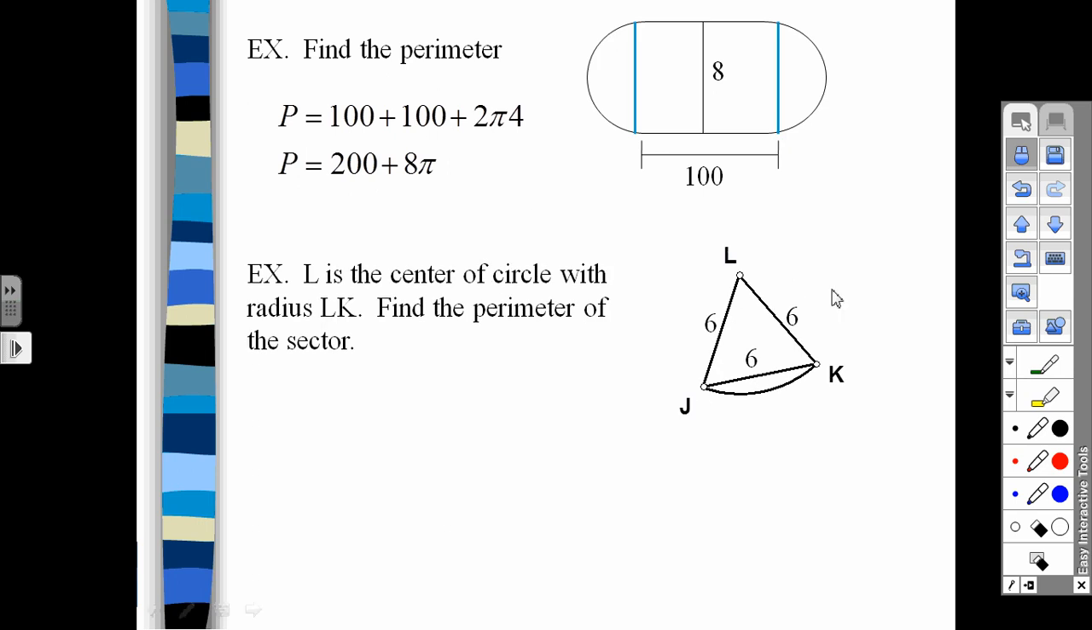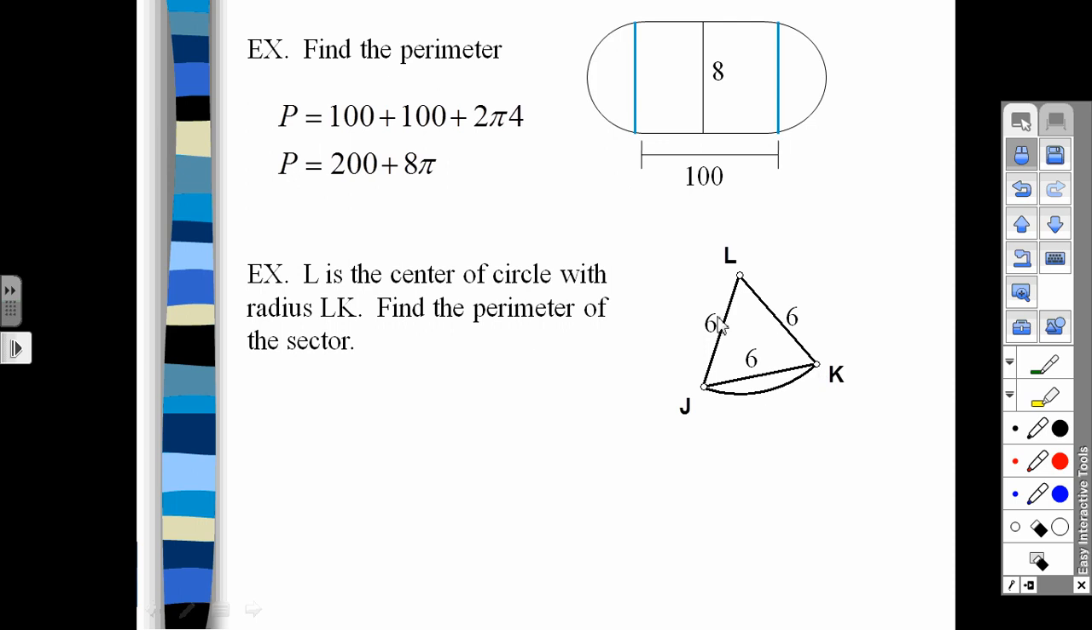So for example, something like this, where you have a portion of an arc that's attached to a triangle. And you'd have to figure out the measure of the angle that's related to the arc in order to use your arc length formula. So in this case, they're telling us that L is the center of a circle with a radius of LK. And so this is only a part of the circle. We could continue this around and draw the entire thing if we really wanted to, but we don't need to. They want us to figure out the perimeter of this whole shape.